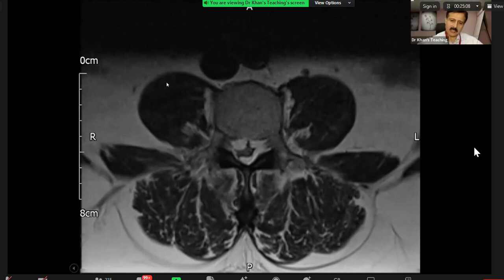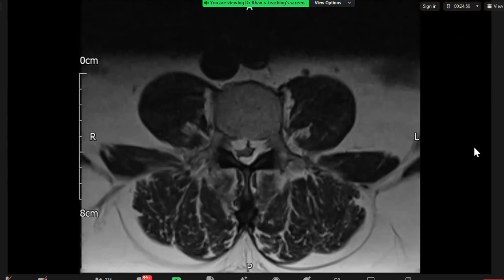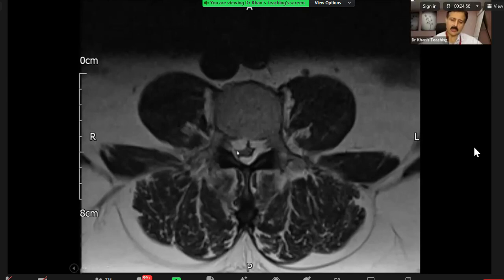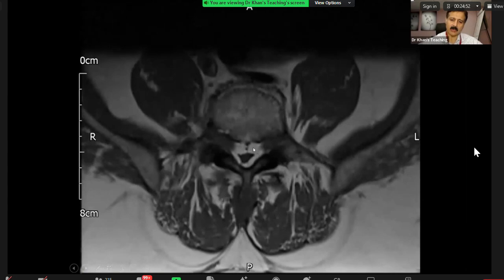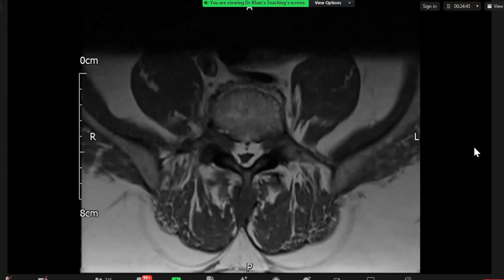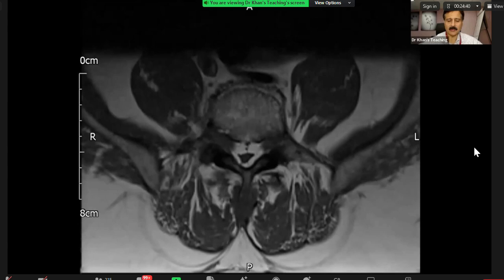Look at this signal. What is this signal? This is the gradient echo, isn't it? No, this is a T2. And if I show you a T1, which was before, now this is T1. What is this signal? High signal, so it's fat signal. Fat signal. Yeah. Conclusion: there's lipomatosis of the spinal canal.